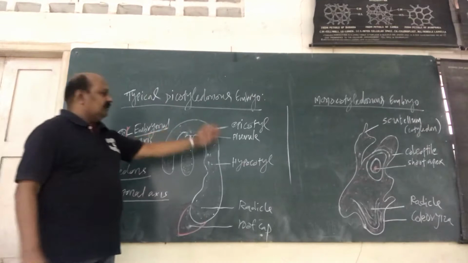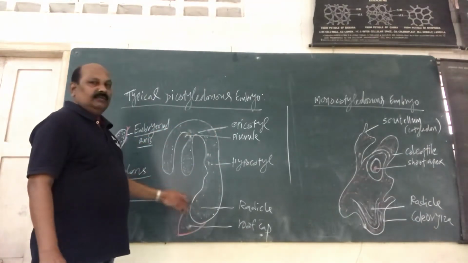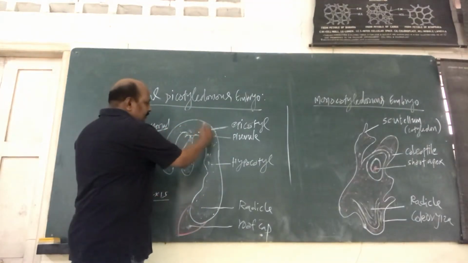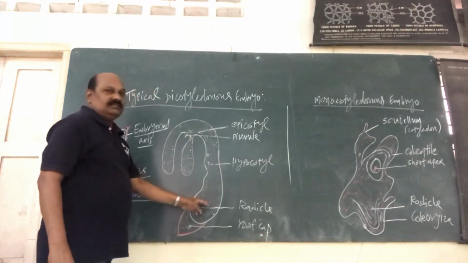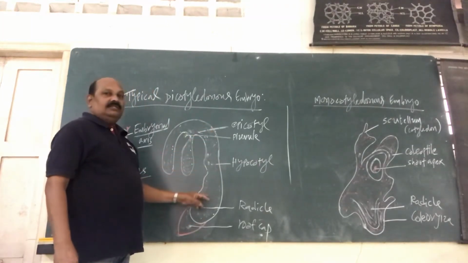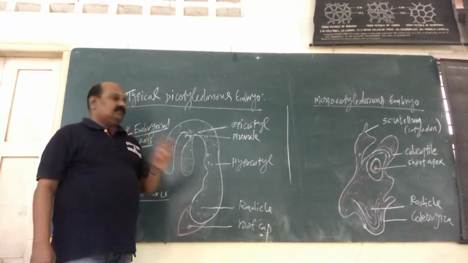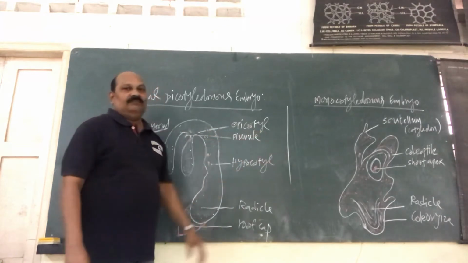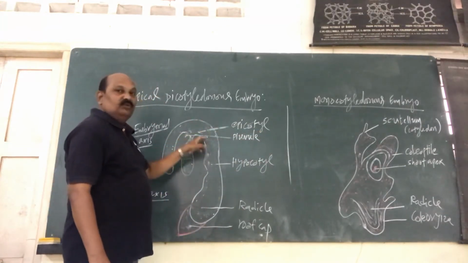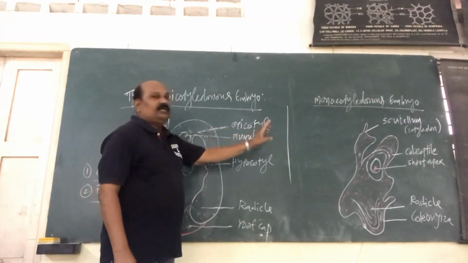Now come to the other diagram. See this bigger diagram. In this diagram, it is very clearly shown that it is a long embryonal axis. The long embryonal axis has two important structures. That means the anterior area, which we call the epicotyl. The anterior area of the embryonal axis, we call it the epicotyl.